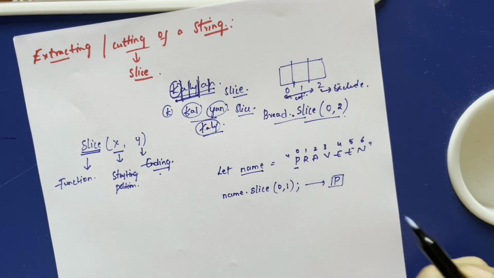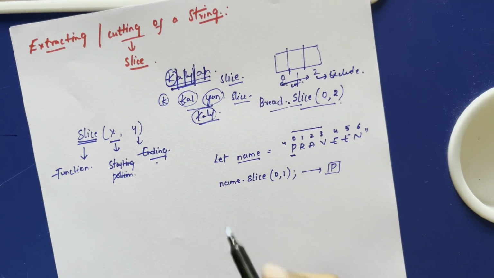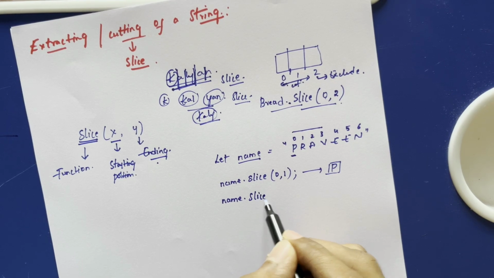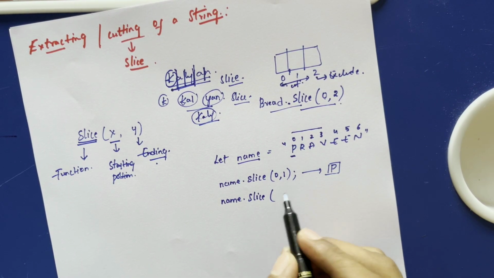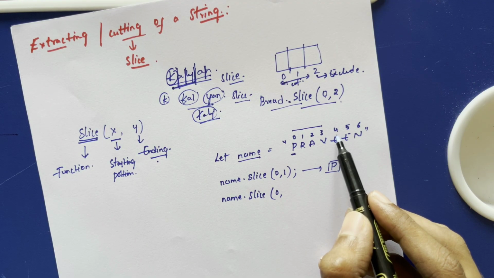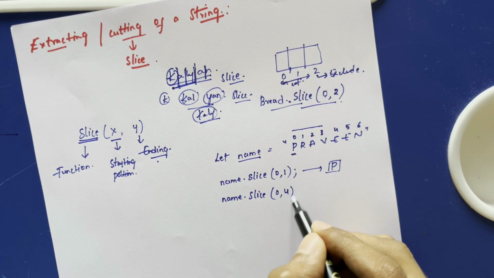Okay, suppose we need 4 letters. That means PRAV. Name dot slice. Okay, name dot slice 0 4. That means we need 4 letters, 0 4. But 4 should be excluded.